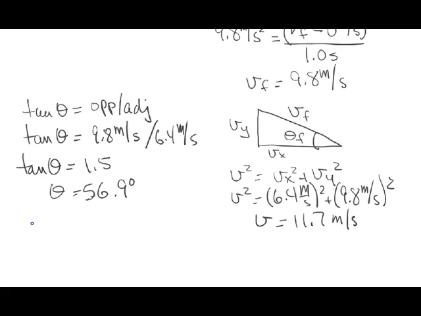On your calculator, you have something that might look like this, or something that looks like this. Both of these are the arctangent and the inverse tangent, and they both mean the angle whose tangent is 1.5. And this is the final answer. So the ball strikes the ground at an angle of almost 57 degrees at 11.7 meters per second.